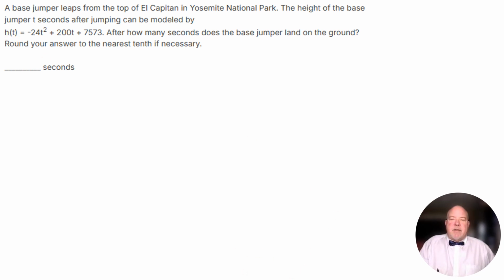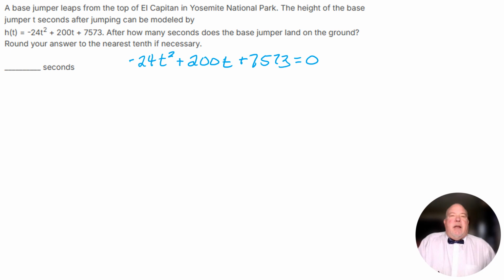So let me just write this down. So we have, I'm going to flip it around. Negative 24t squared plus 200t plus 7,573 equals 0. Now we need to solve this for t to see how long it takes for that to happen, for the height to be 0.